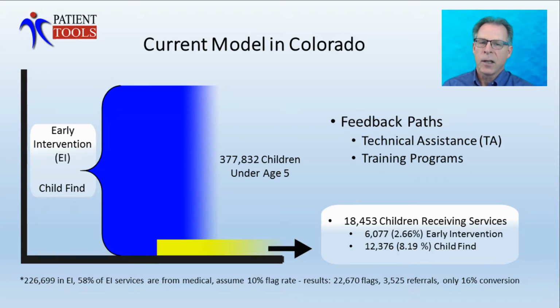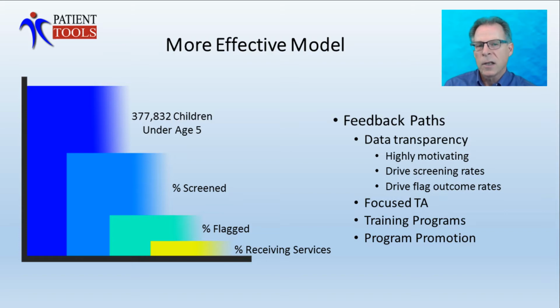If you want to actually get some control over this, you go in and start breaking that down and measuring things along the way. One of the easiest things to do is to measure the percent screened. And then from the percent screened, you're going to come up with the percent flagged. Then out of those flagged, you can see how many got referred appropriately over to services. And then you've got some control over what that process is.